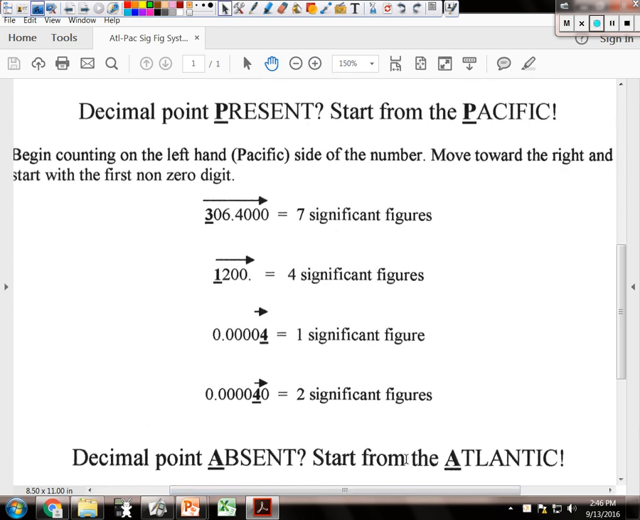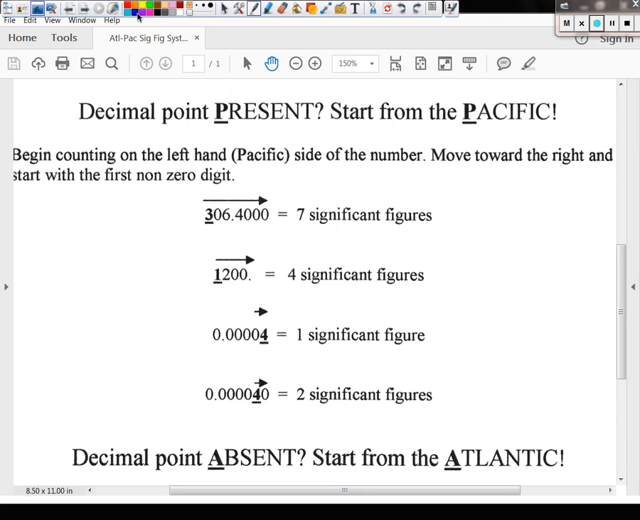So again, I told you a minute ago, my first question when we're counting significant figures is always going to be what? Is the decimal point present or absent? So our first example is going to be if the decimal point is present. So if we say yes to that, what side do you think we're going to start on? We're going to start on the Pacific side, which is what side of that value? The left side.